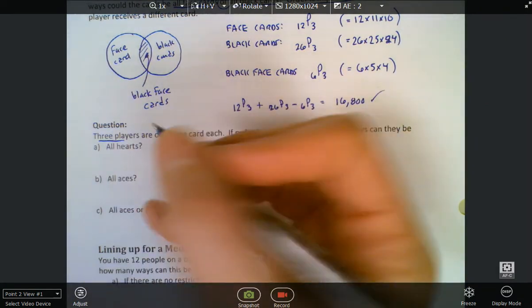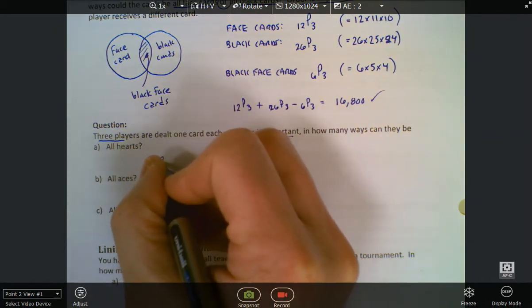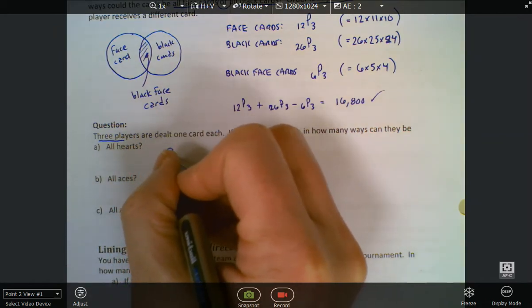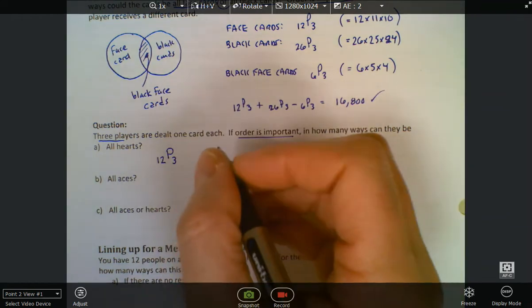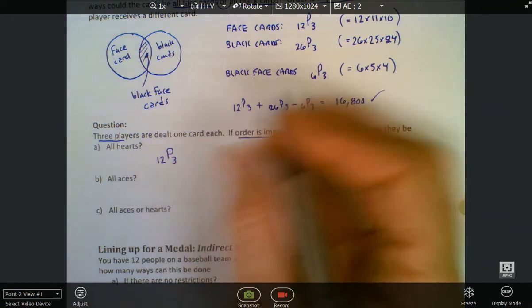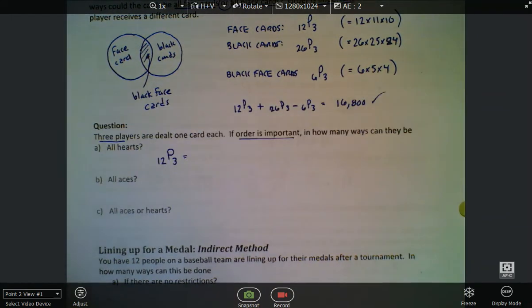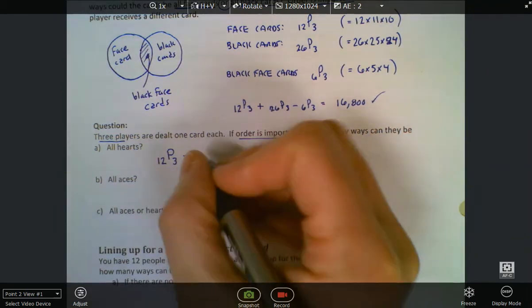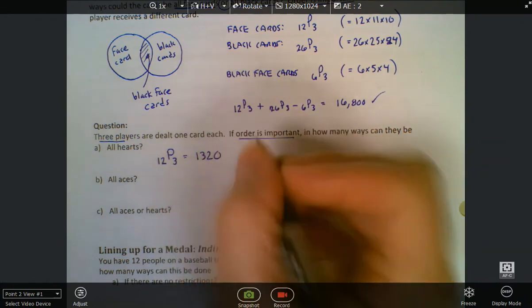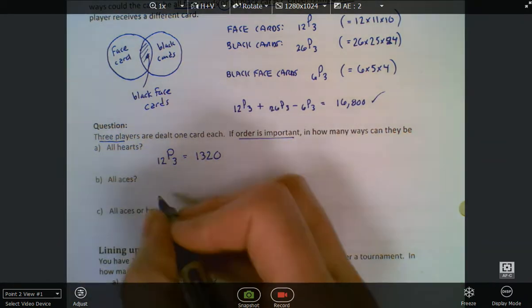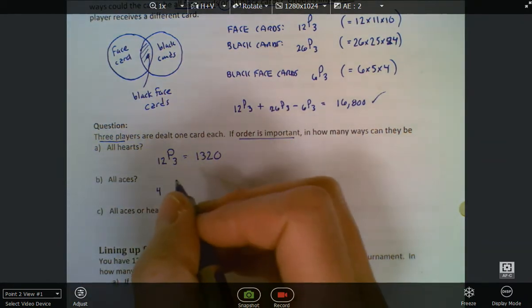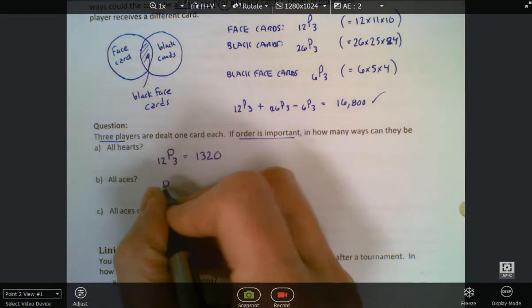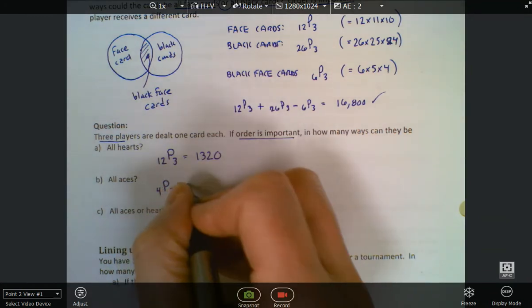So we say, well, how many hearts are there? There are 12 hearts, and we're picking 3 of them. And again, 12p3, if you want to put it in your calculator, it's just 12 times 11 times 10, which is 1320. Be all aces. Well, there's only 4 possibilities for aces, and we're going to pick 3 of them.